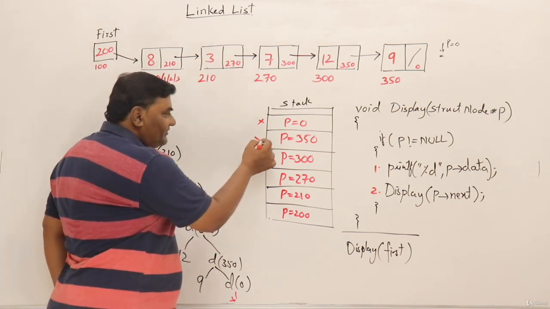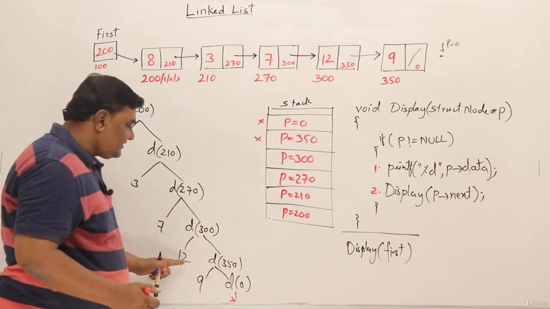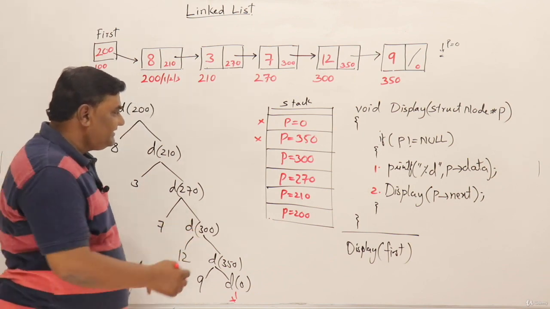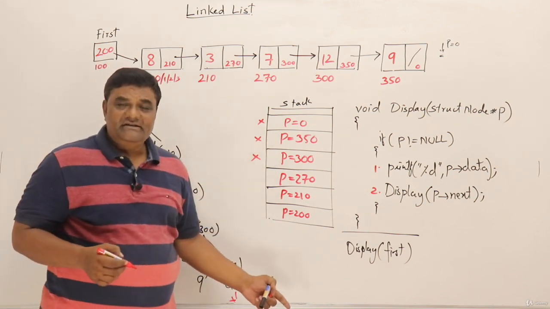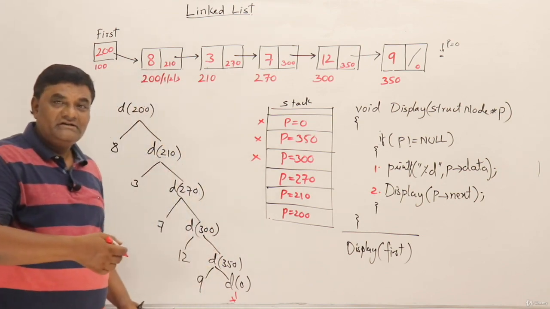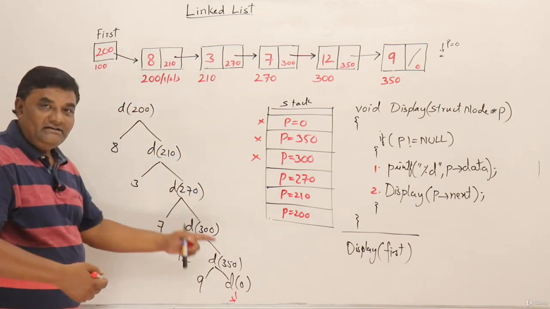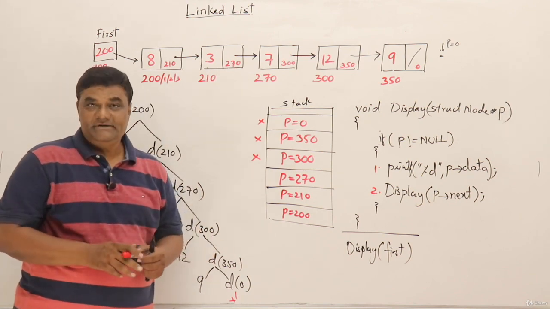So its activation record is deleted. It will go back. For this also, both the steps are over. So again, this work is completed, its activation record is deleted, and likewise all of them are deleted. So the function is returning back. The recursive calls are made one by one and then it will go on returning back. So that's all about the display function.